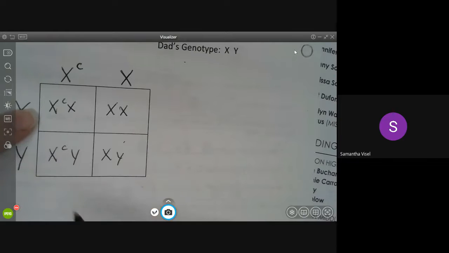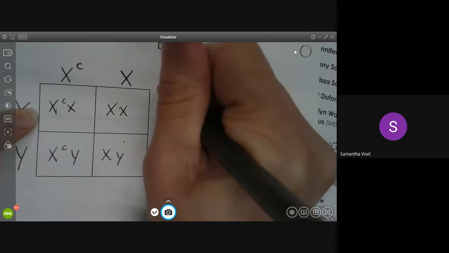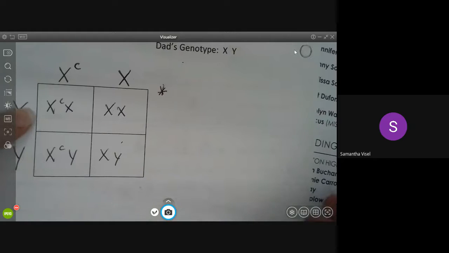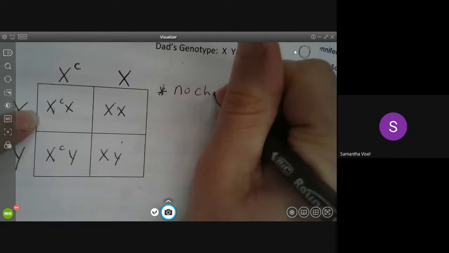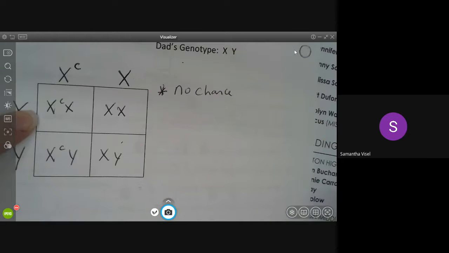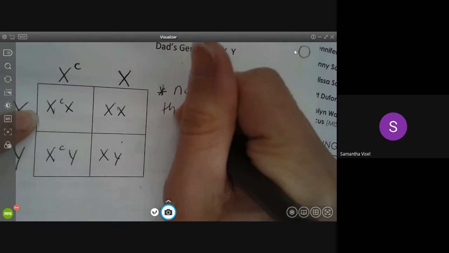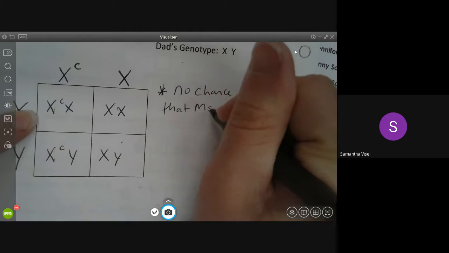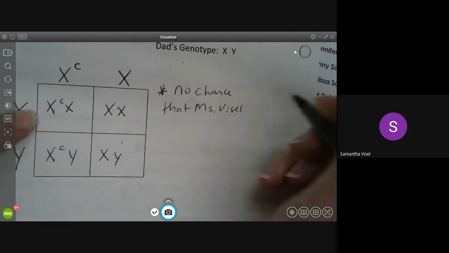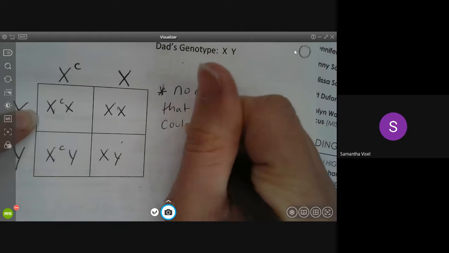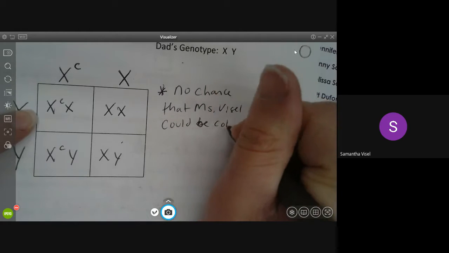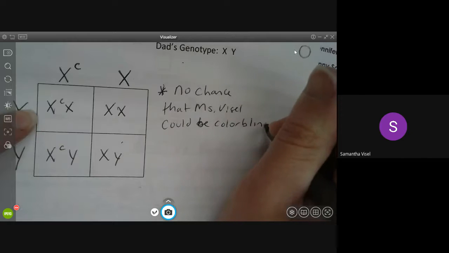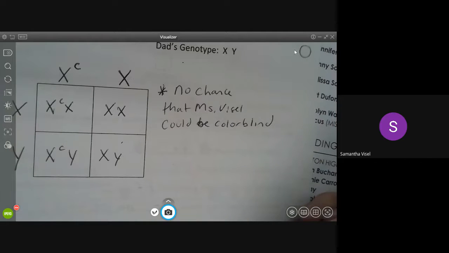So doing a breakdown for the girls, so for my sister and I, looking at this Punnett square here, there's no chance that Miss Wiesel could have been colorblind. So lucky me. Also means there was no possibility at all either that my sister could have been colorblind.